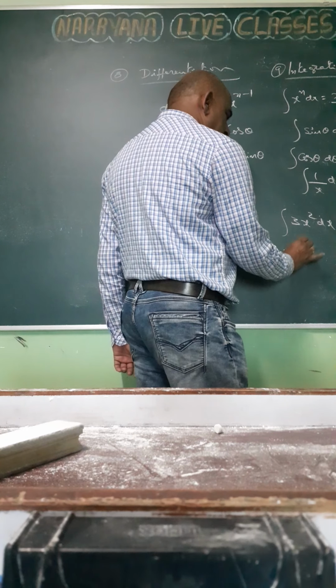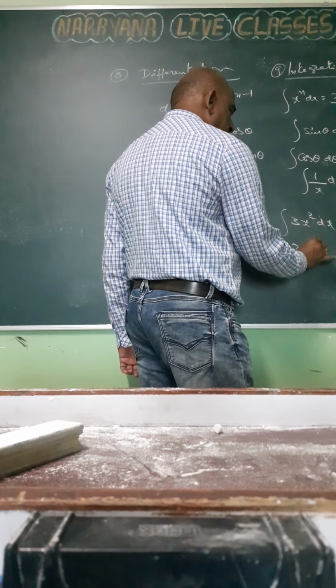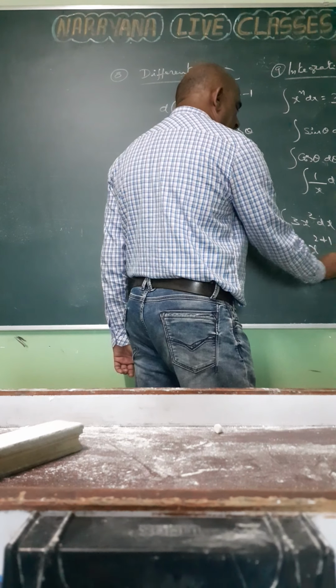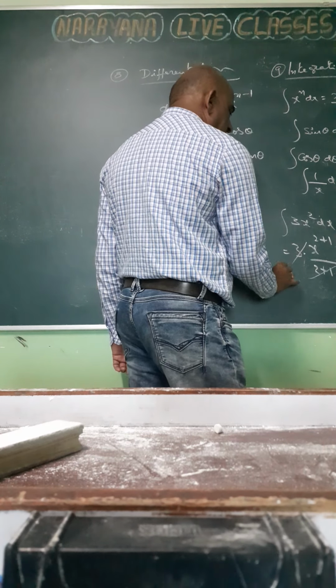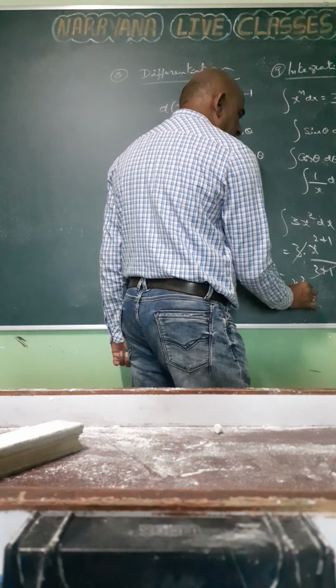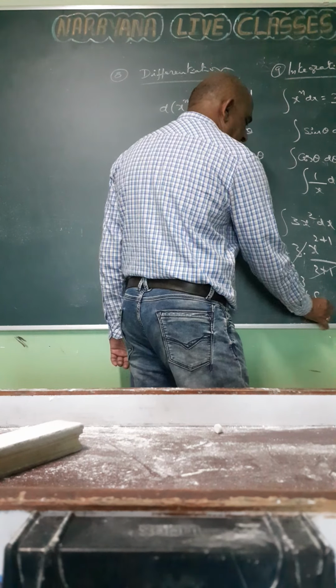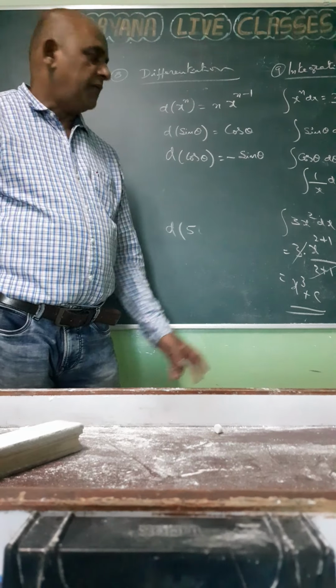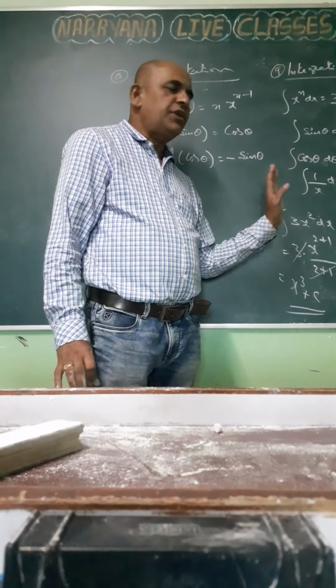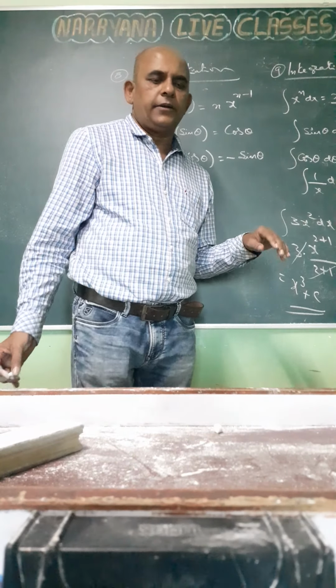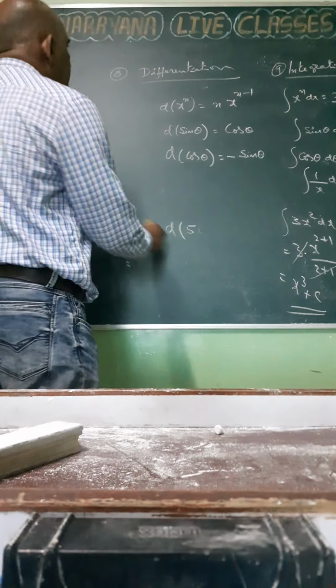It is equal to 3 into x power 2 plus 1 by 2 plus 1, plus c. So 3 cancels, we get x cube plus c. This is the integration of 3x square dx. So we use it in physics. We can see later where we use it in physics.